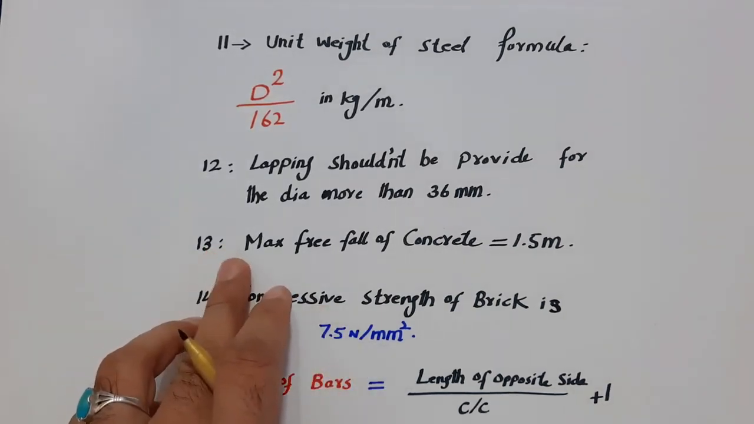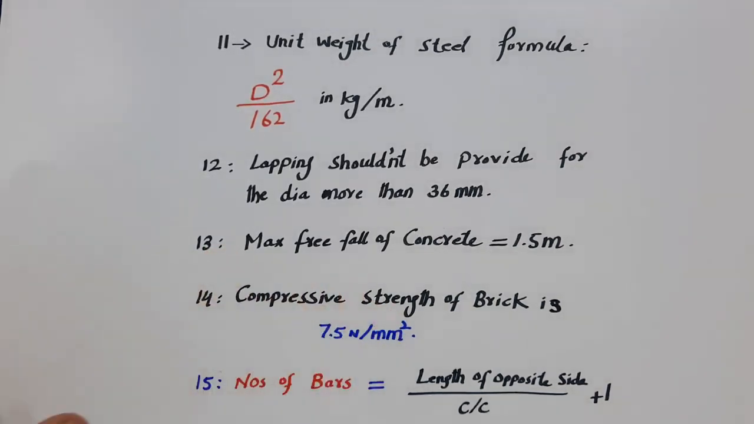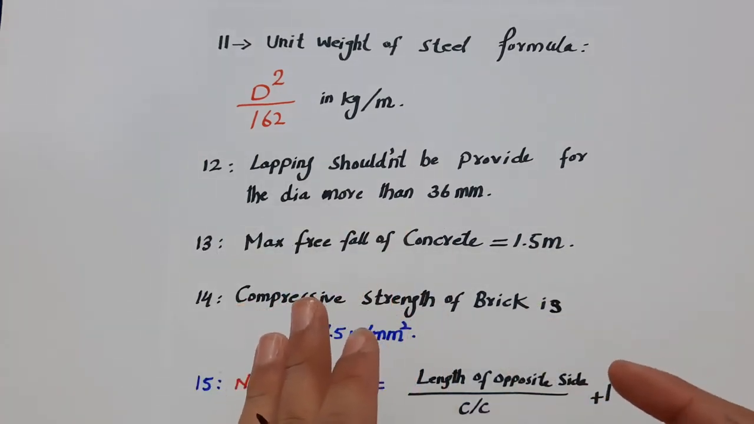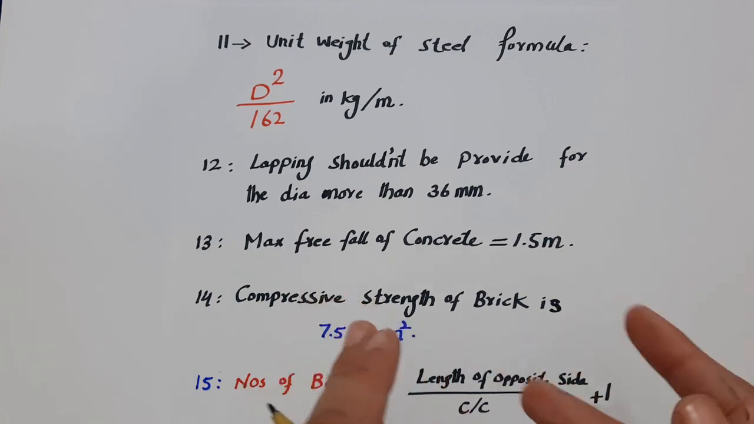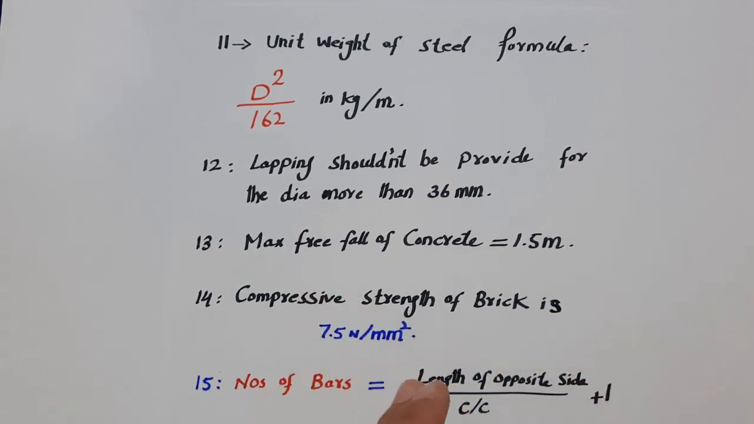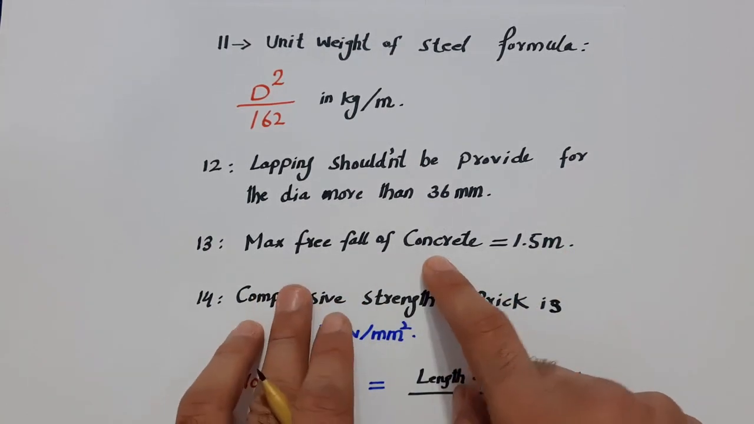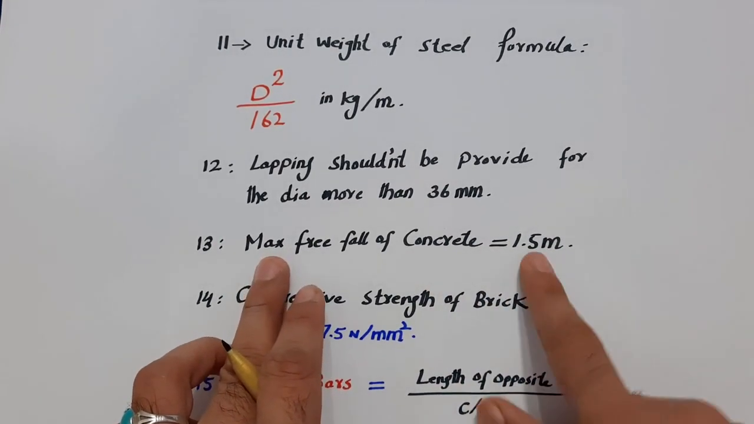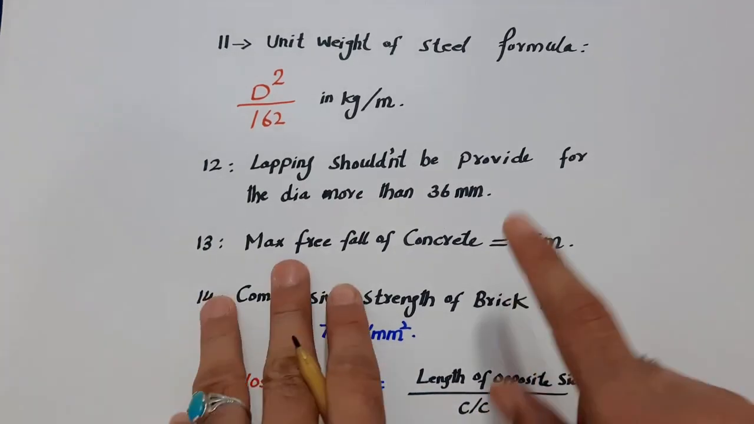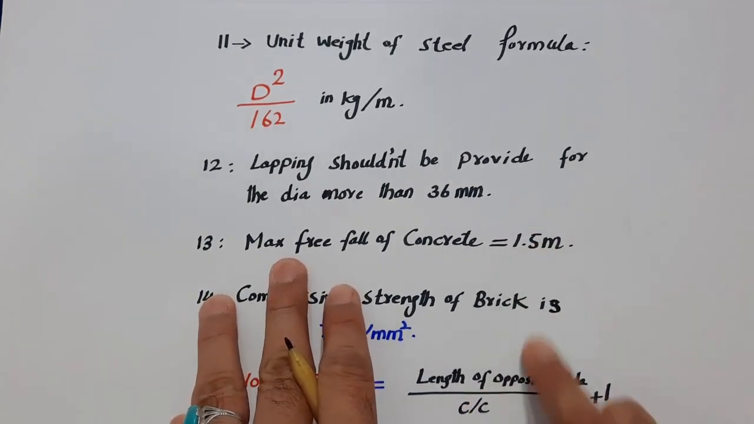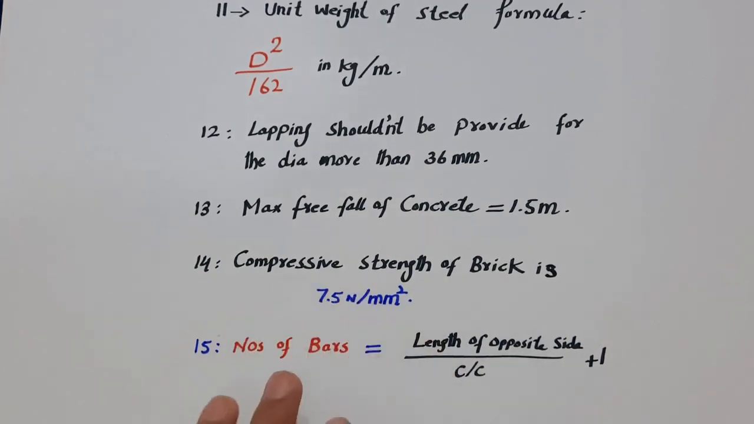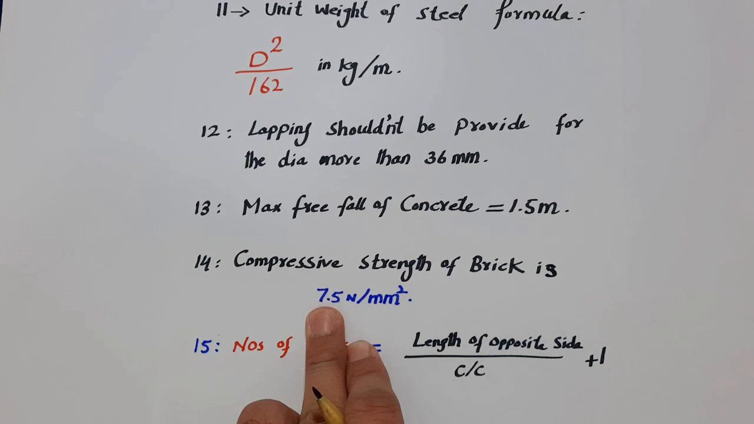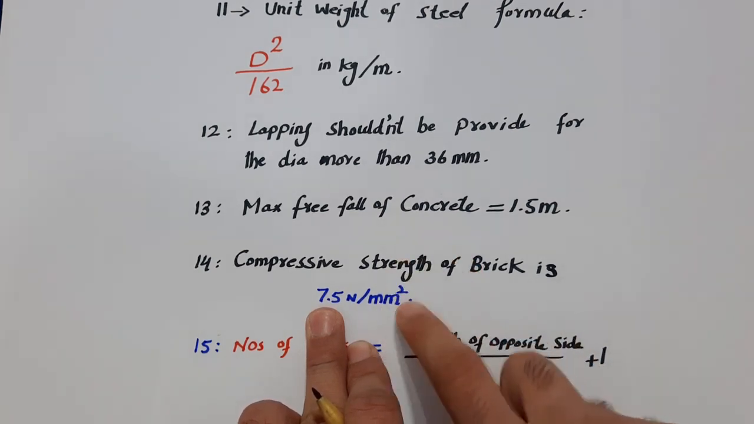The 13th one is max free fall of concrete. During pouring of concrete in a slab or any RCC member, the concrete height should not be more than 1.5 meters. So max free fall should not be more than 1.5 meter, otherwise it will cause bleeding, segregation, etc. and you will face problems. Therefore, remember this point.